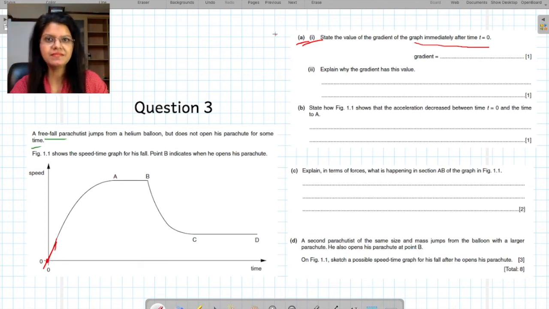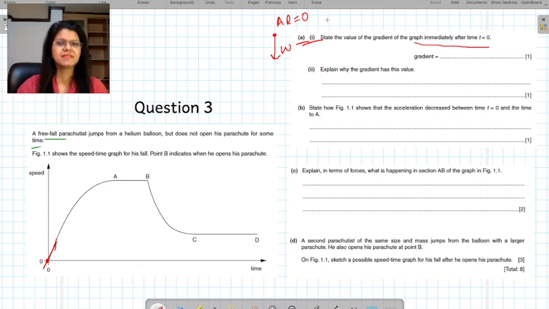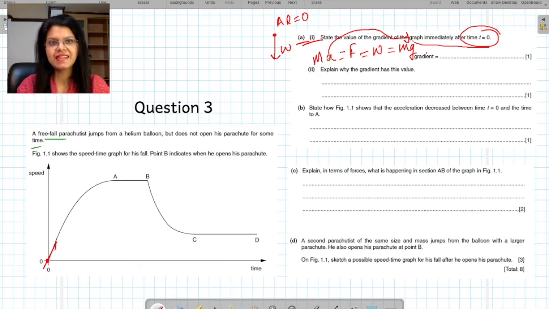So you can say this is the parachutist. The weight is acting downwards. The air resistance upward is almost equal to 0 because you have just started falling, right? Your speed is not so much, right? Immediately after time t is equal to 0, force is equal to your weight. Weight, the formula is mg. Formula for the force is ma. So what is the acceleration? It is g, right? And acceleration is the gradient. So what should be the value here? g. The answer should be g.